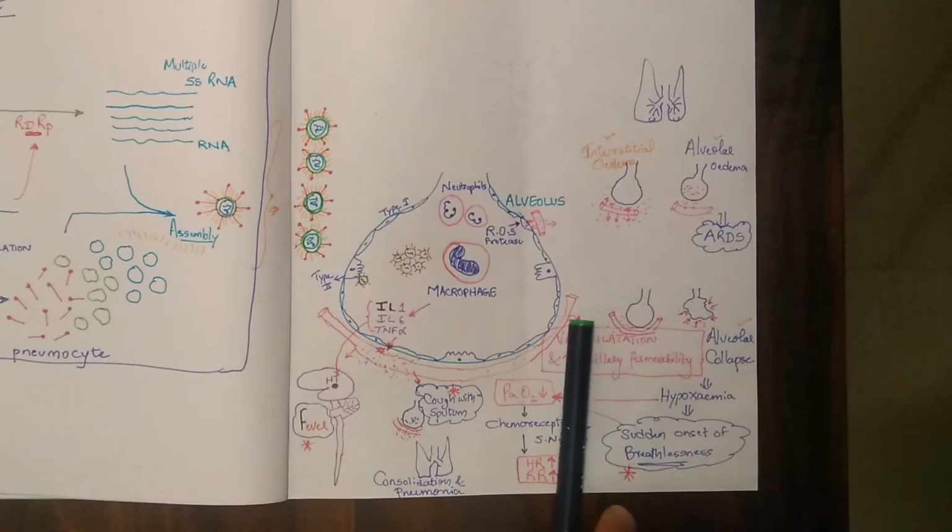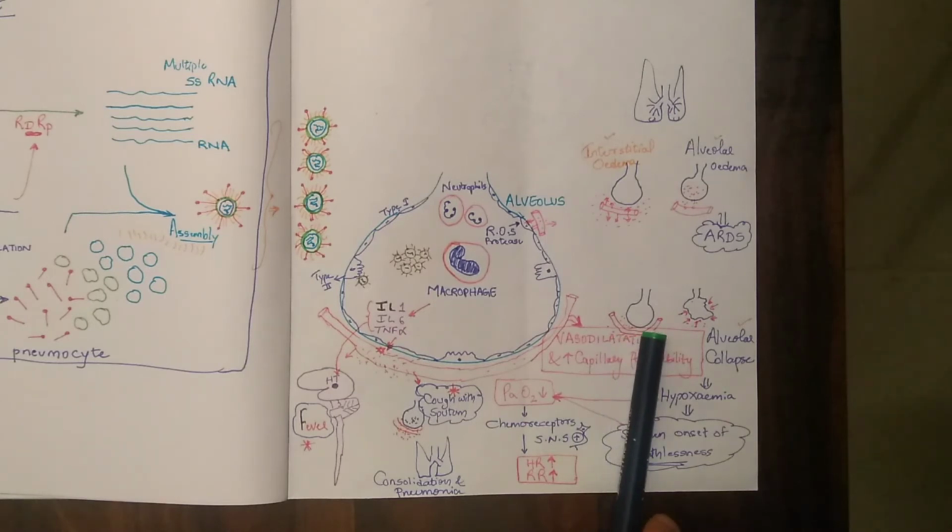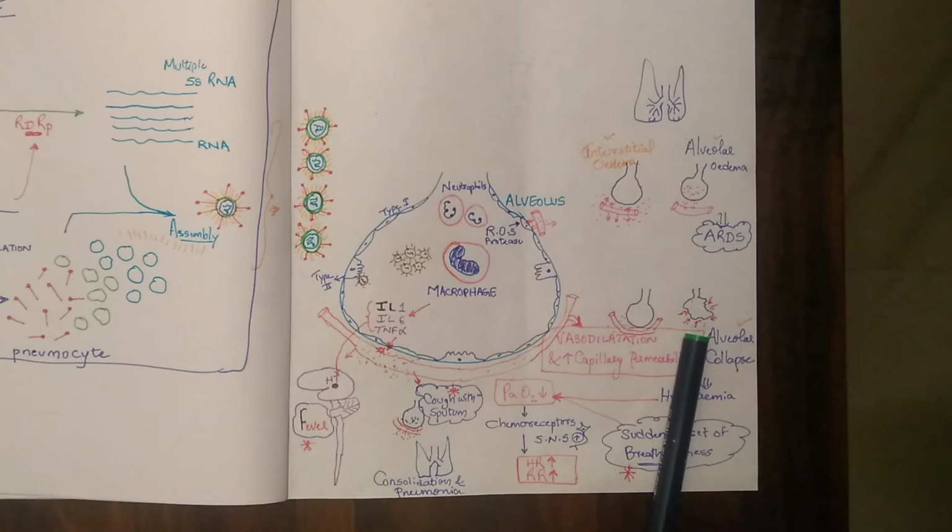Furthermore, the fluid which is leaking out of the capillary will compress the alveolus like this. It will cause pressure. Since the fluid is leaking out, the pressure from outside the alveolus is also high. So that will result in alveolar collapse. So the alveolus starts collapsing.